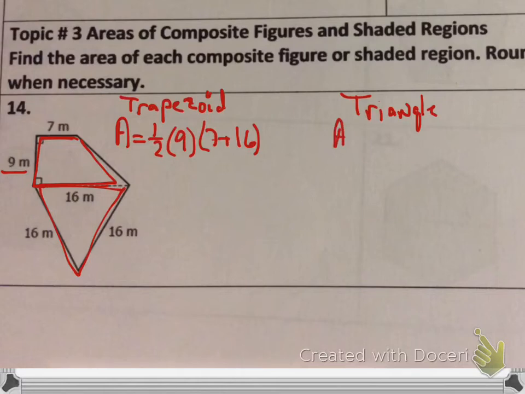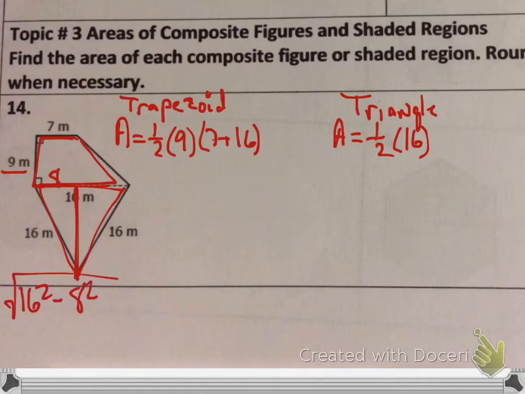Now, I am going to find the area of the triangle. I need 1/2 the base, which is 16, and the height. That, I need this right here. And to get that, I would have to divide this by 2, that's 8, and do the whole Pythagorean theorem, 16 squared minus 8 squared, take the square root.